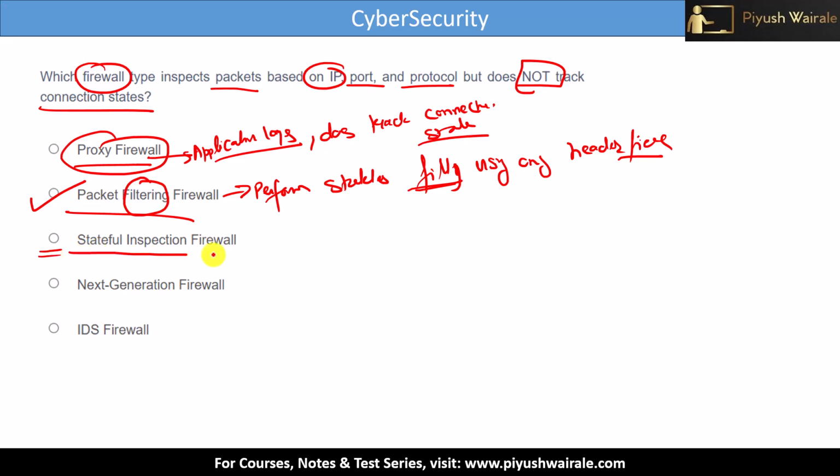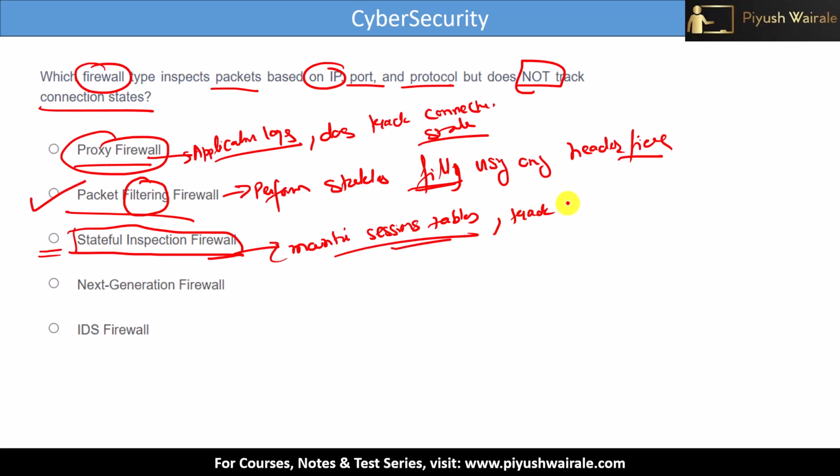What about C? Stateful inspection firewall here. What does stateful inspection firewall mean? If you look at this one, it maintains sessions, or we can say it tracks the session. It maintains session tables. It means it does track the connection state. Okay. So option C is not correct. What about the next generation firewall here? Here also it tracks the session, and it performs deep packet inspection.